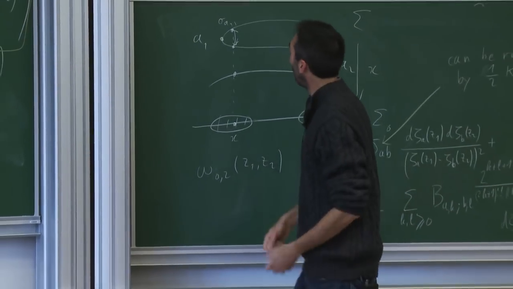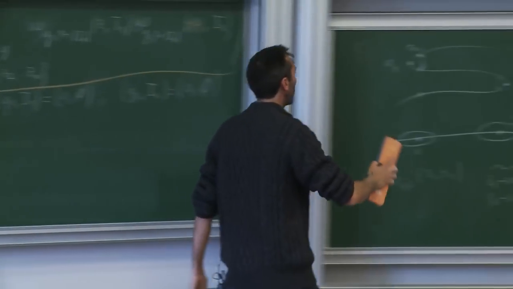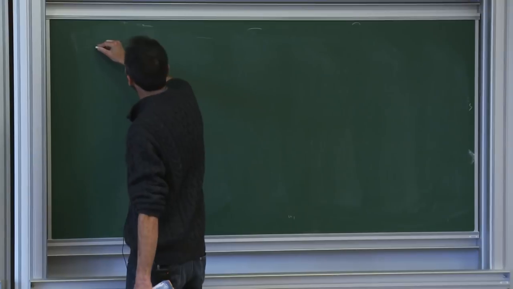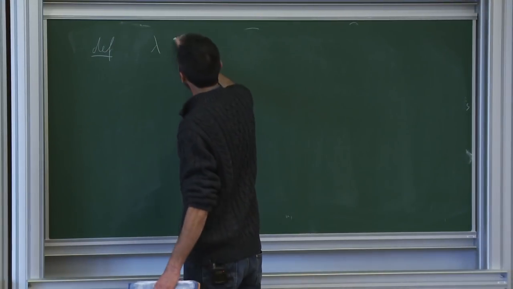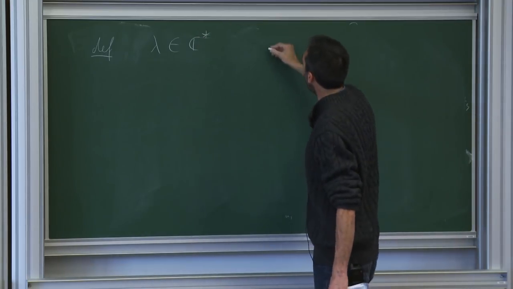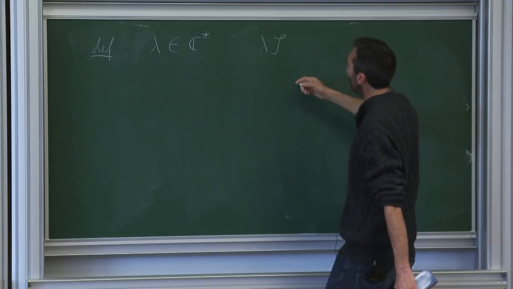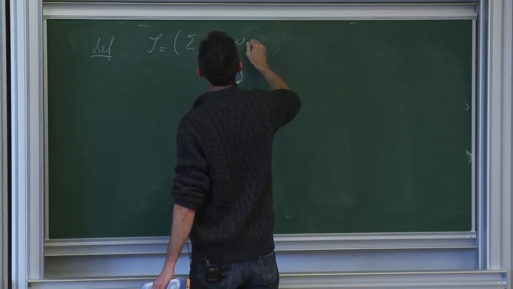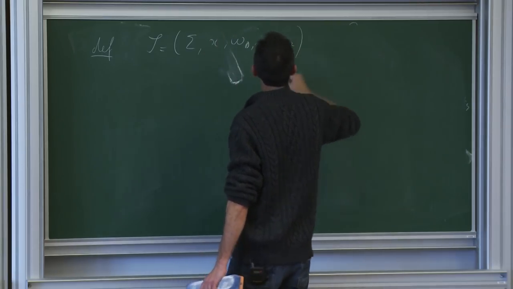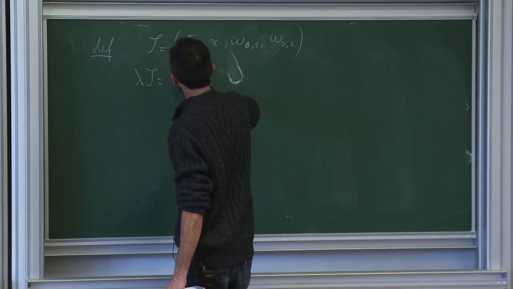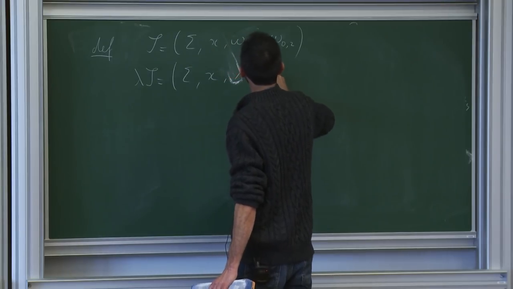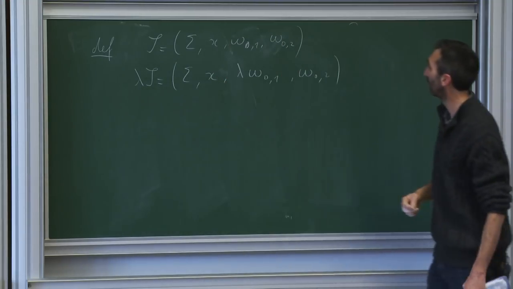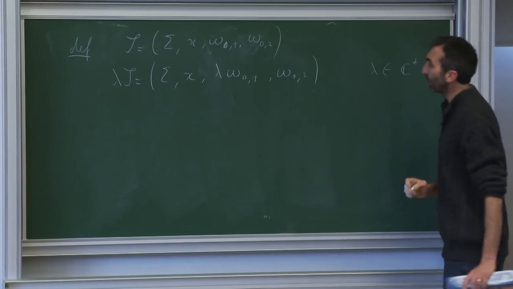is the rescaling of spectral curves. It's a homogeneity property. Definition: if you take lambda belonging to C star, you shall define lambda times the spectral curve. So if you take S, a spectral curve, sigma, x, omega 0 1 and omega 0 2, you shall define lambda times your spectral curve as just rescaling omega 0 1 to lambda omega 0 1, omega 0 2. So it's just rescaling omega 0 1.